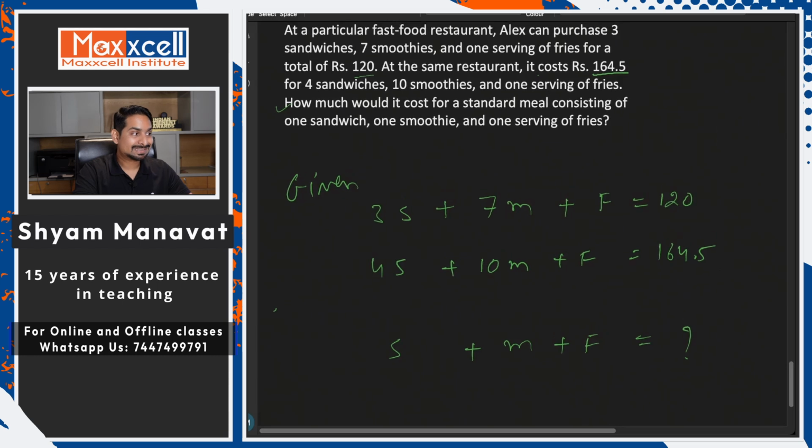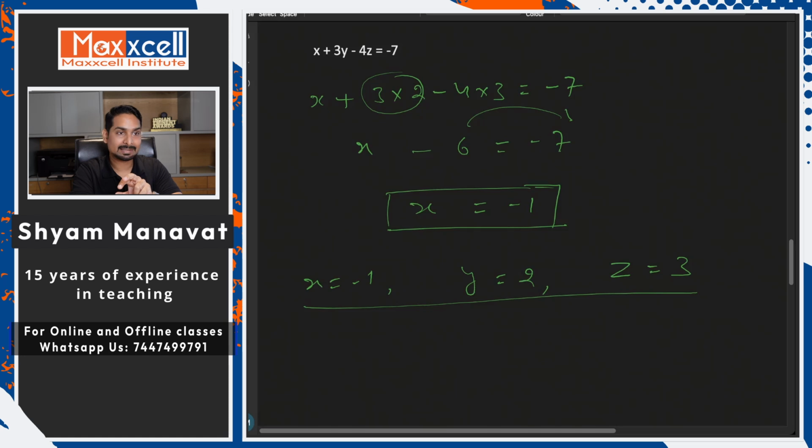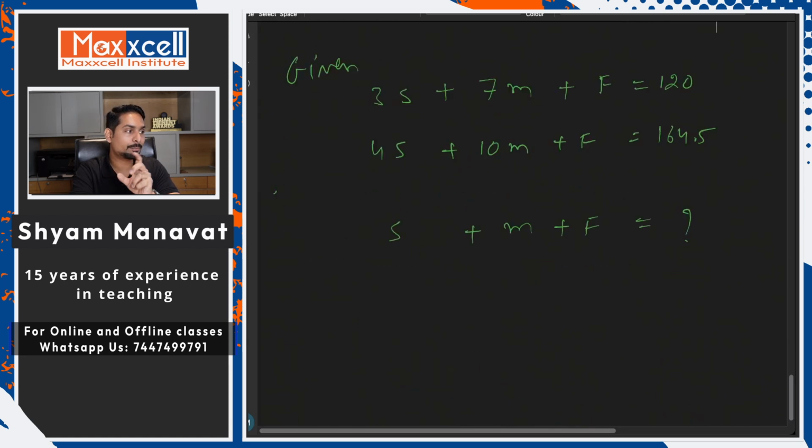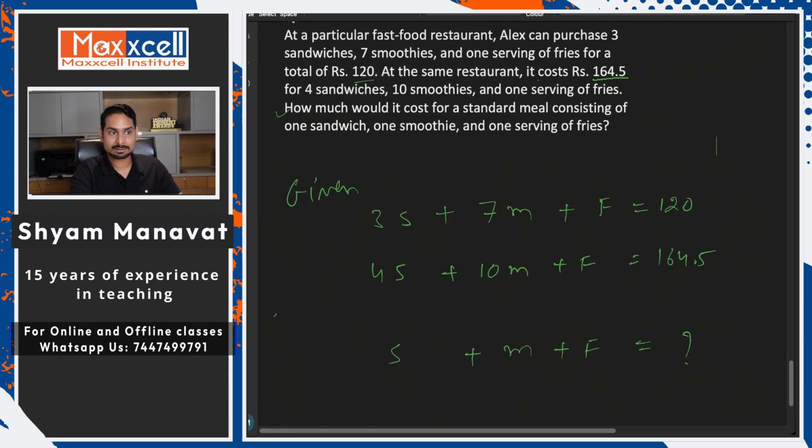But is the question asking you to find the cost of smoothie, cost of sandwich and cost of fries? No. They are asking you to find the combination of this, S plus M plus F. Are you understanding the difference? They are not asking you to find the value of X, Y, Z individually. So don't mark this question option as not determinable. It is determinable. You need to try this. If the question said so, there must be some kind of catch in the question. I hope you are getting it.